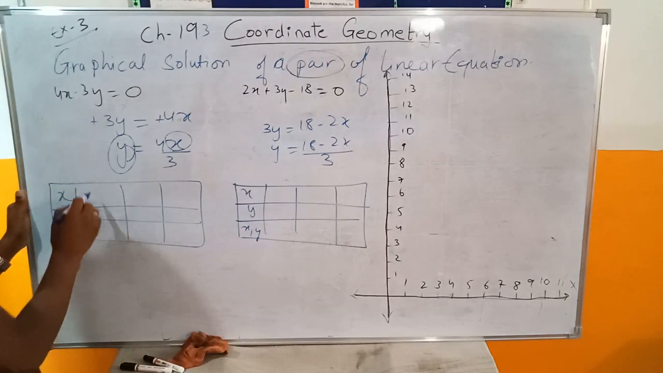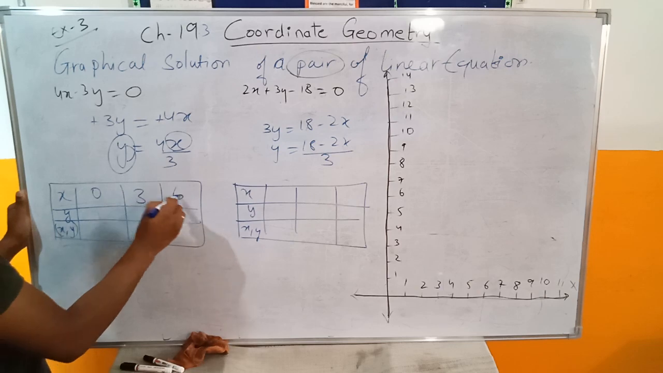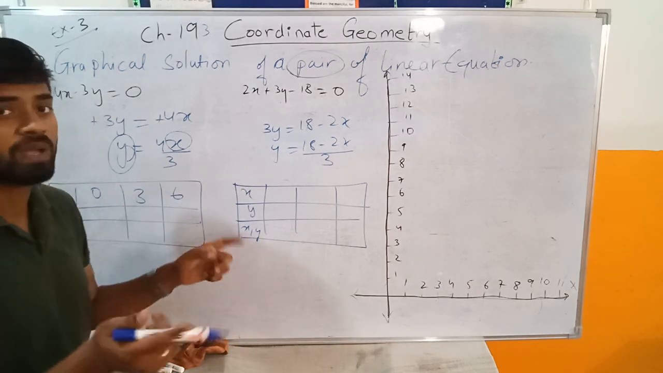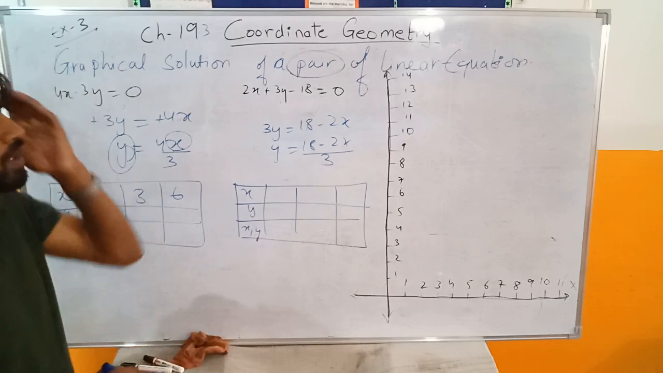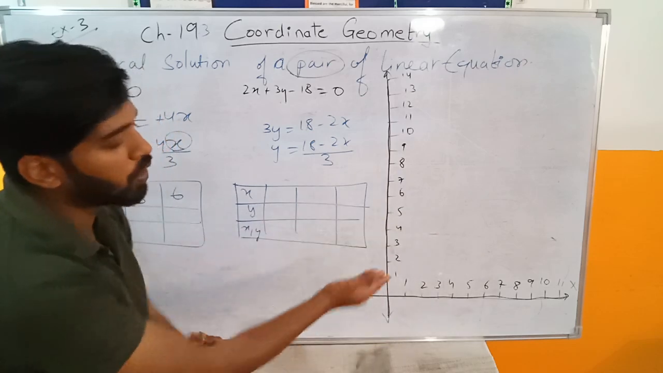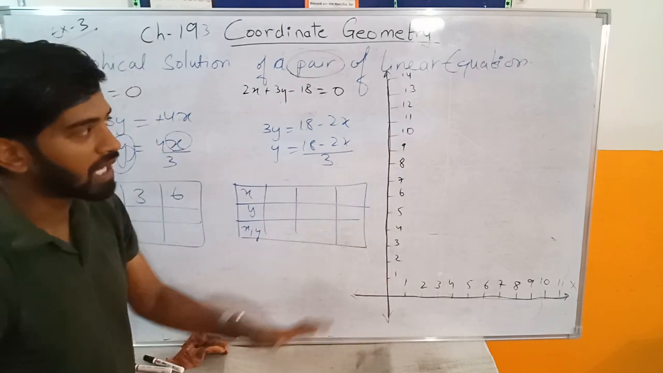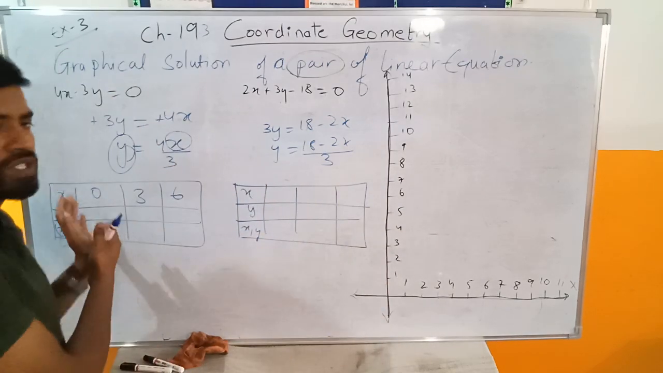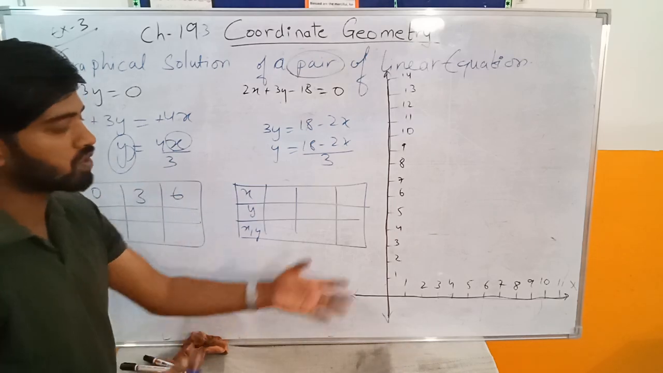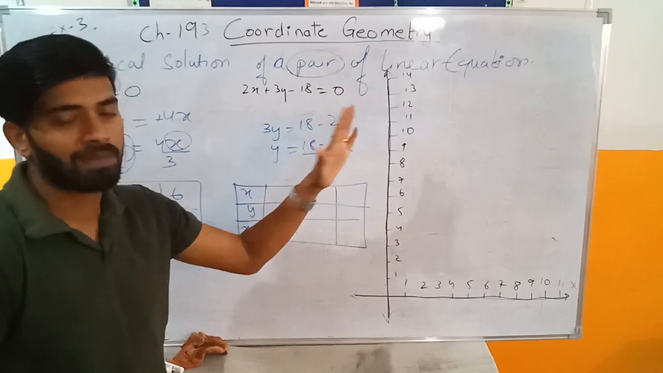I'm going to take three numbers: 0, 3 and 6. Why am I taking 0, 3 and 6? Because I know they are going to give me simple answers. If I put any other value, they are going to give me 0.5 or 0.25, which is hard to plot. On a graph you can take anything. You don't have to take 0, 3, 6 like I am doing. Even if you take any values, you're going to get the same line.